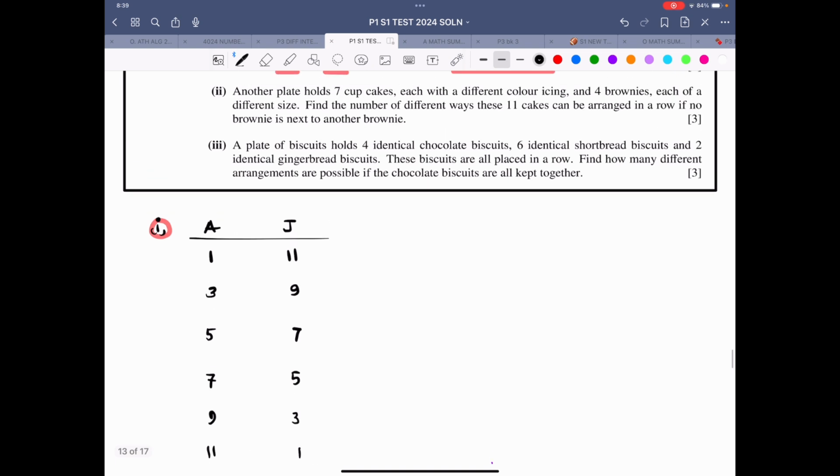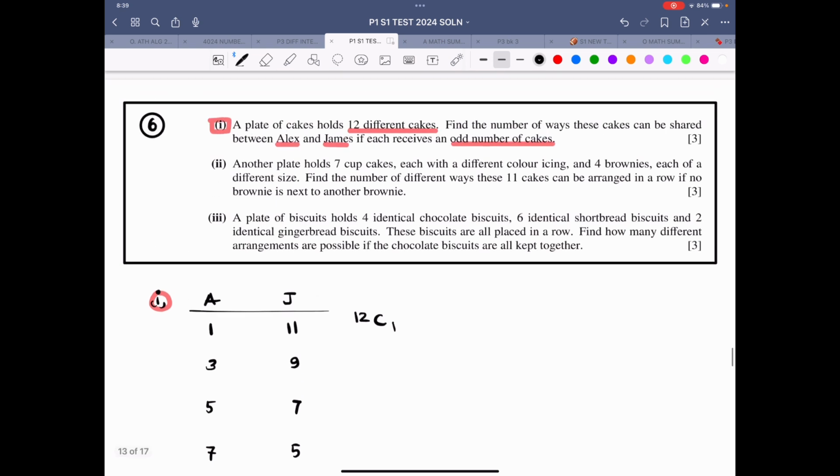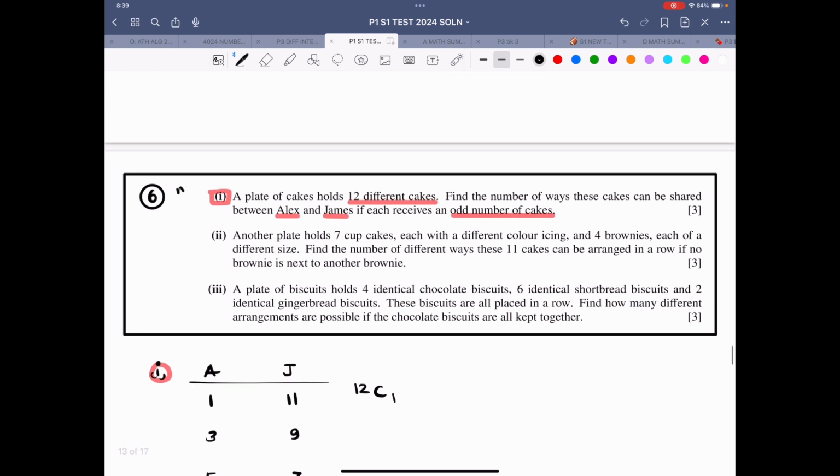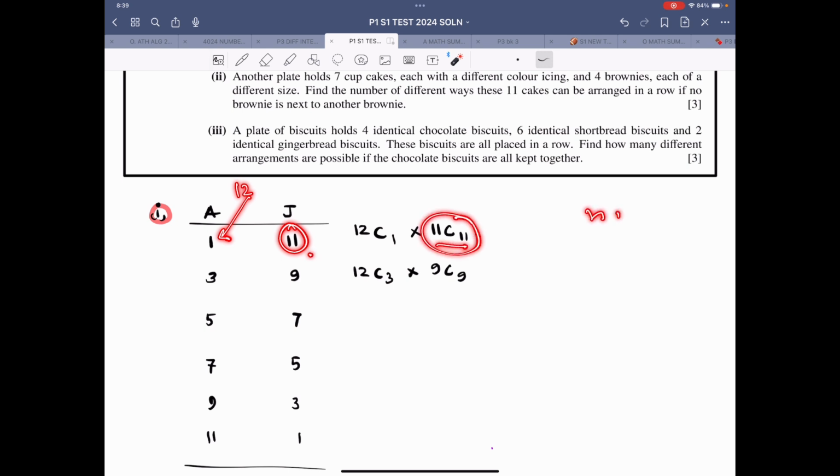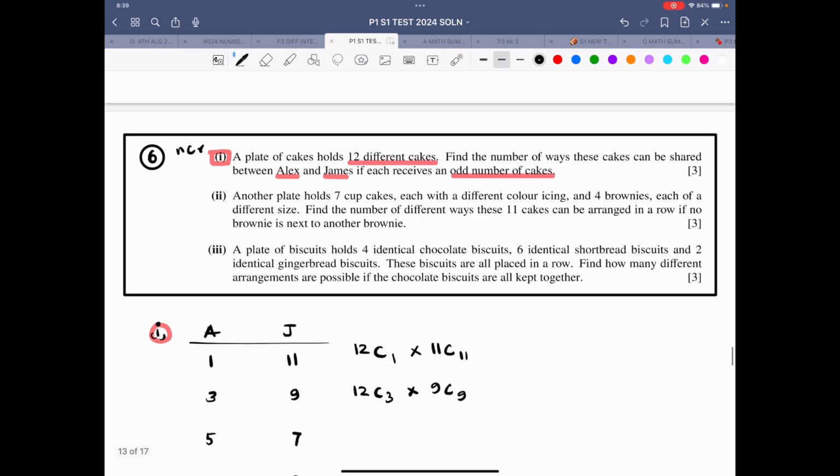Now out of 12, if I give 1 to Alex, that is a combination by the way, because we are distributing it, so order does not make a difference. This is nCr: 12C1 and the remaining 11, 11C11. This is 12C3 into 9C9. Are you getting the idea? Out of 12, you're giving 1, and the rest of the 11 are left. So even if I don't write this, it doesn't make a difference because nCn is 1.